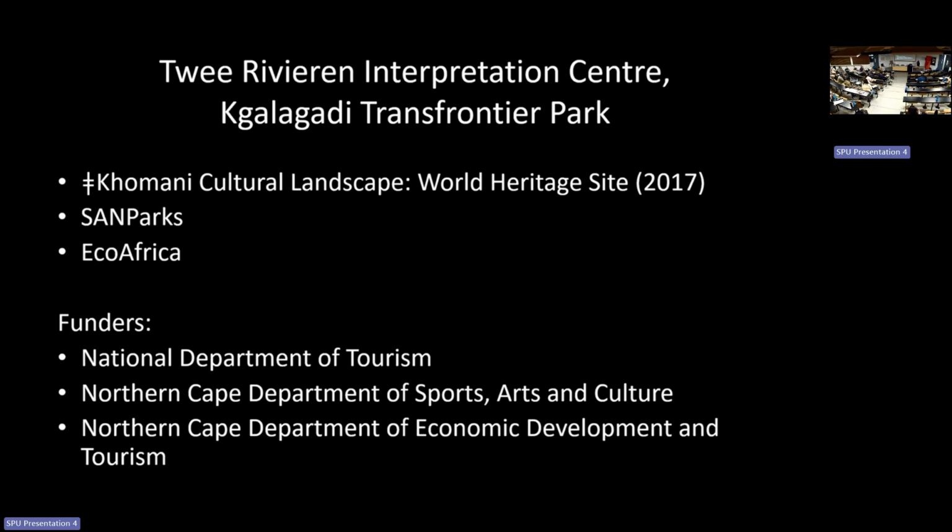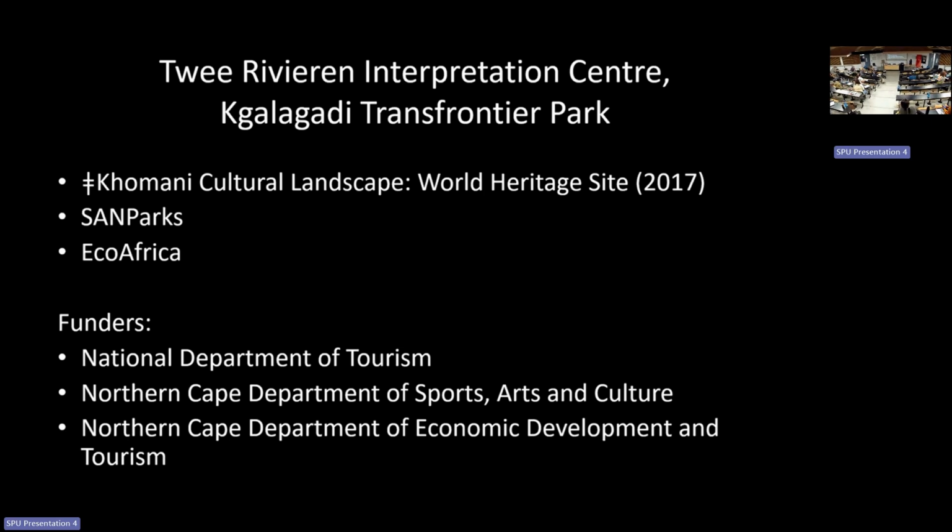So right, moving on. I'm going to pull it together at the end. But so, the Twee Rivieren Interpretation Centre in the Kalahari Park. The Khomani Cultural Landscape was declared a World Heritage Site in 2017. I was involved. I was on the advisory board for this project, and so was David Morris. It's quite a big advisory board. The consultants working on the project for the Interpretation Centre were Eco Africa, and they worked alongside SANParks. You can see also the funders there at the bottom.